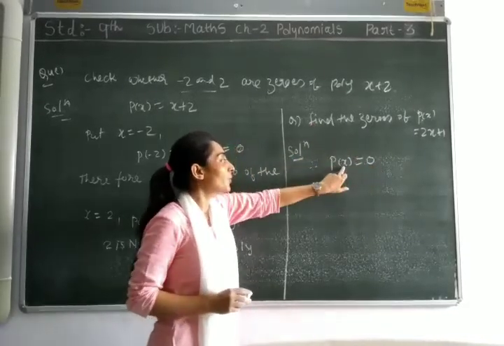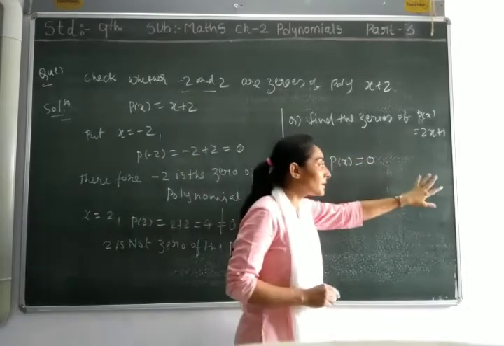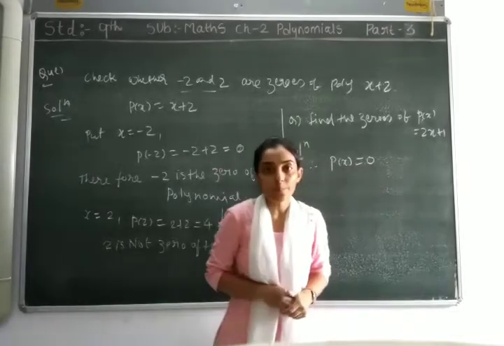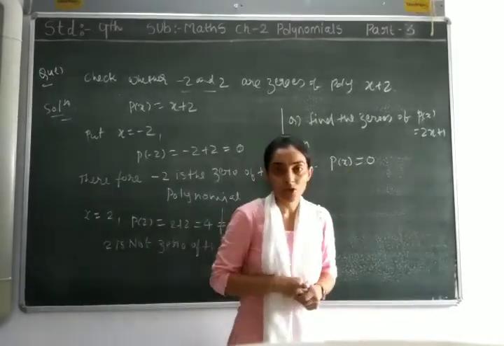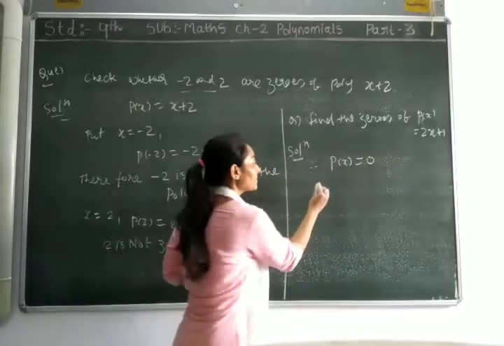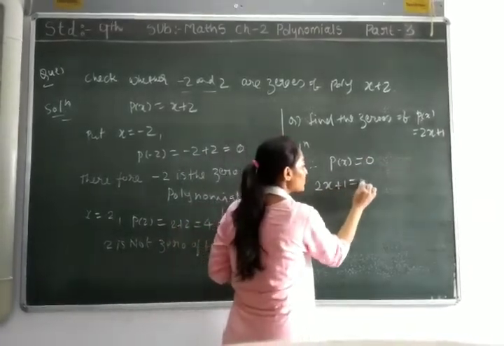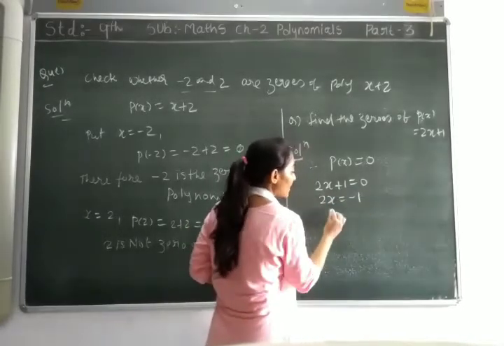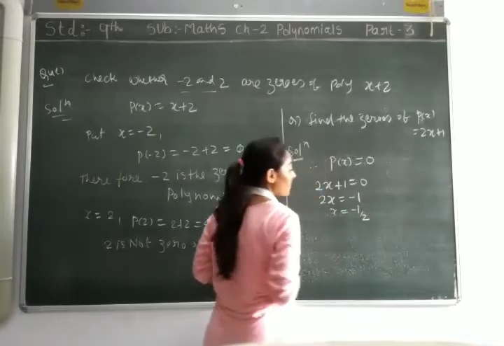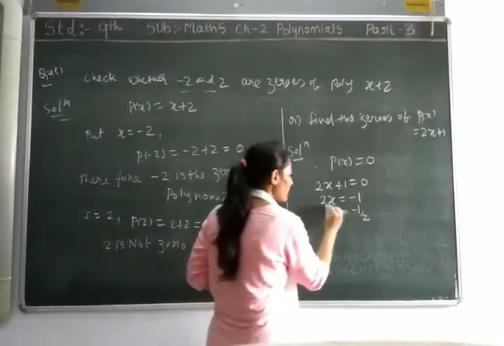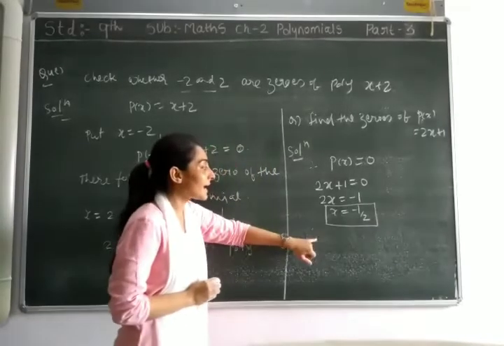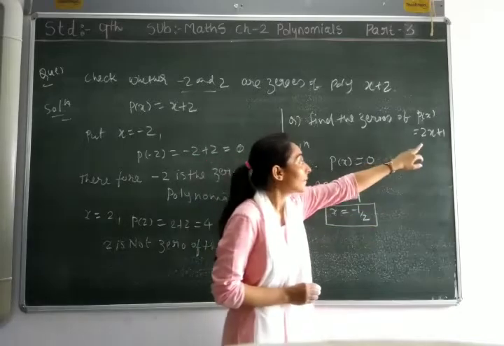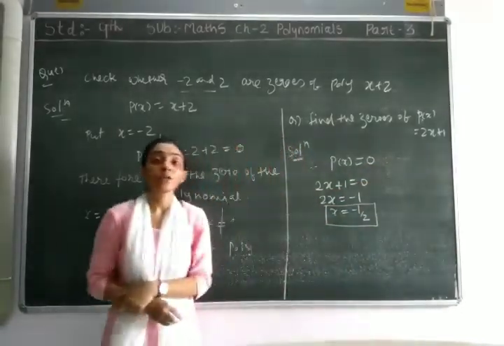That is the meaning of the zero of the polynomial: when you replace x with some number, the resultant value is 0. It means my p of x becomes 0. So we can write p of x equals to 0. What is p of x here? 2x plus 1 equals to 0. So take 1 to the other side, so -1. So x equals to -1 upon 2. Now check this x equals to -1/2. Over here you will always get the resultant value 0.